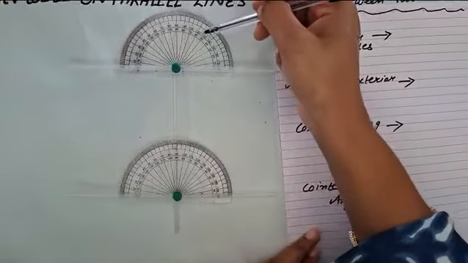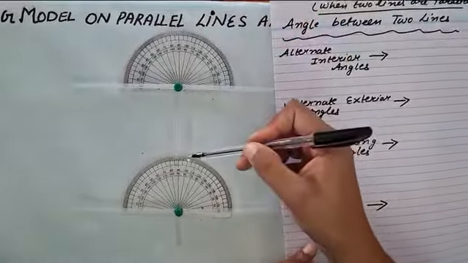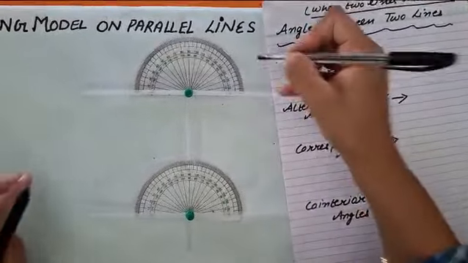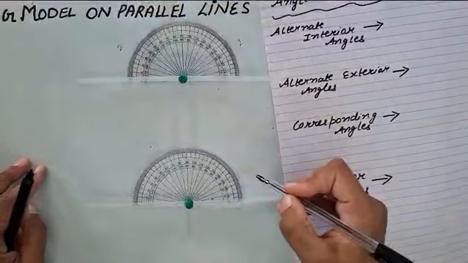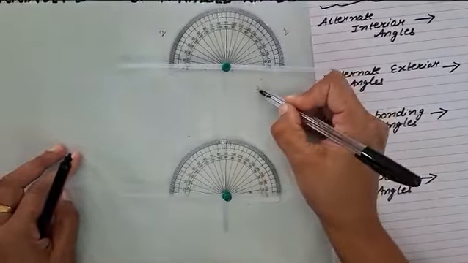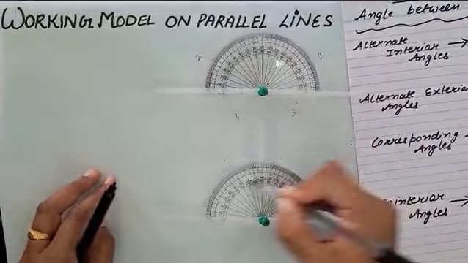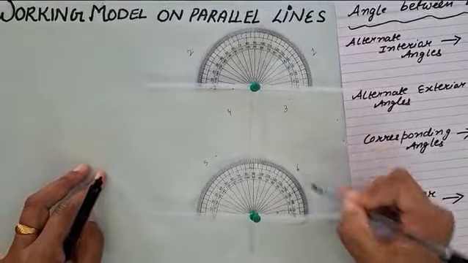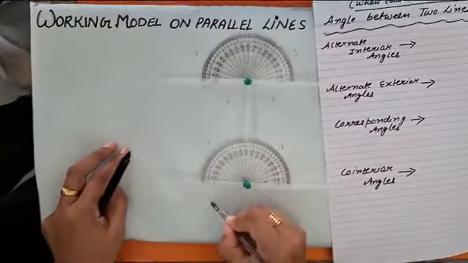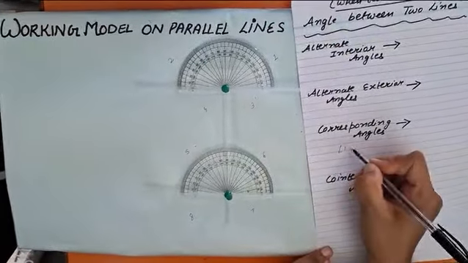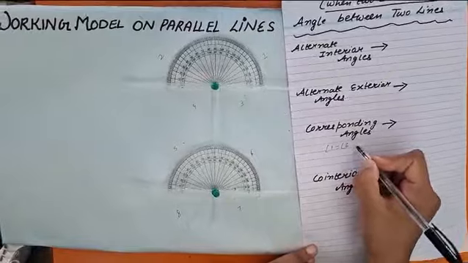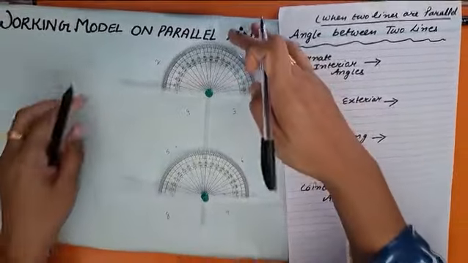If we name them, take them as angle 1, 2, 3, 4, 5, 6, 7 and 8. So you observe angle 1 and angle 6. Both are equal to 90 degrees.